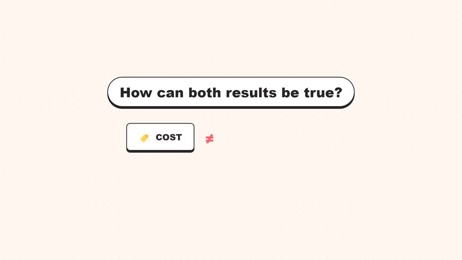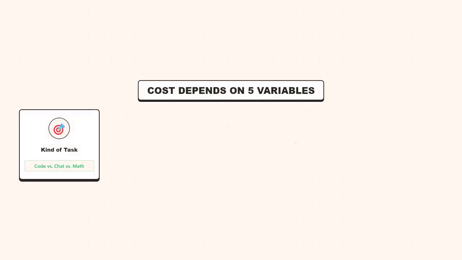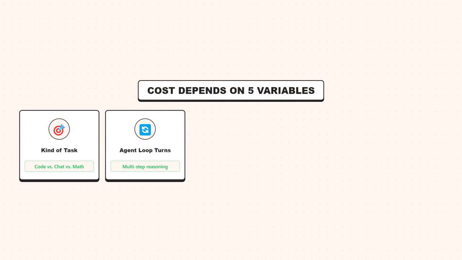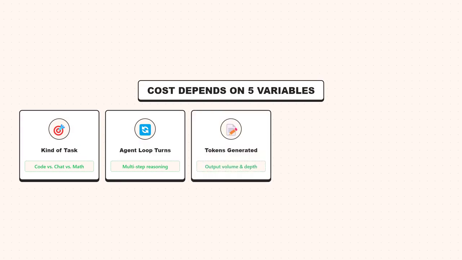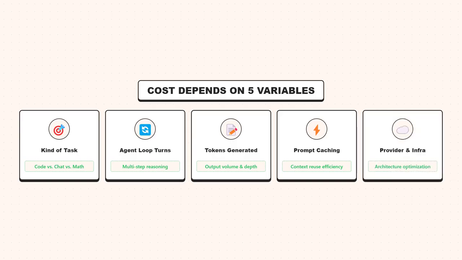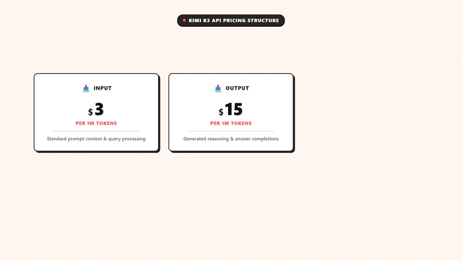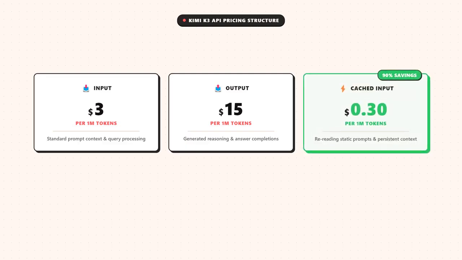Because cost isn't one permanent property of a model. It depends on the kind of task, how many turns the agent takes, how many tokens it generates, whether prompt caching is working, which provider is hosting it, and how efficiently that provider has implemented the architecture. The listed API pricing in the supplied launch material is $3 per million input tokens, $15 per million output tokens, and 30 cents per million cached input tokens.